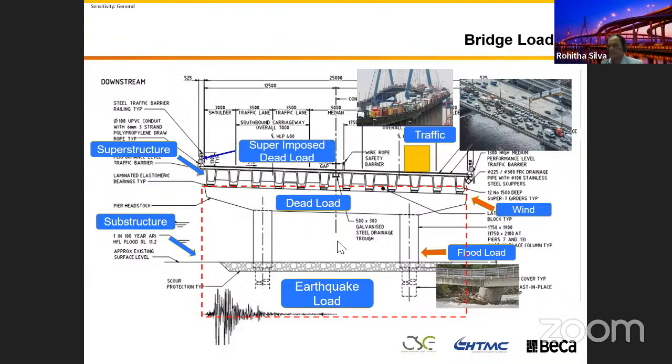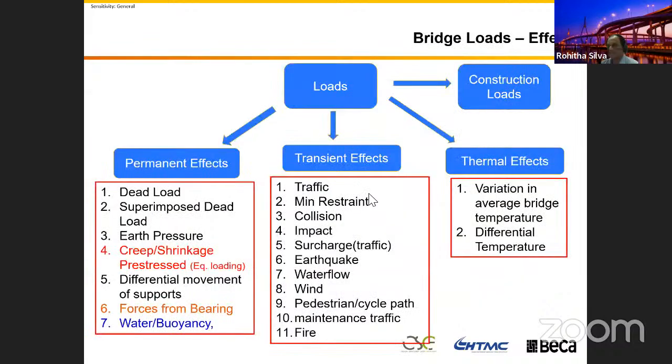In addition to that, we talked about the bridges being subjected to earthquakes, floods, and winds, and how we need to deal with them, how we're going to estimate them. Then I categorize the bridge loading into 3 categories: permanent effect, transient effect, and thermal effect. The transient effect is the time-dependent one, which comes and goes, like traffic, the main thing, earthquake, water flow, wind, and then impact, collision, etc. And then the permanent effect has a time-dependent load, what we call creep and shrinkage. We looked at that in detail.